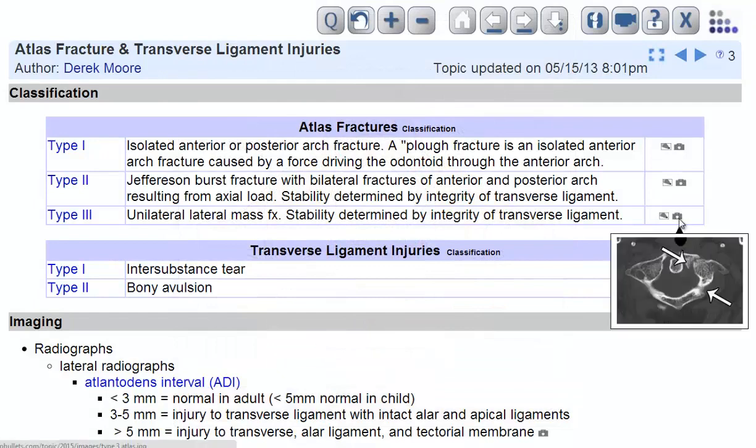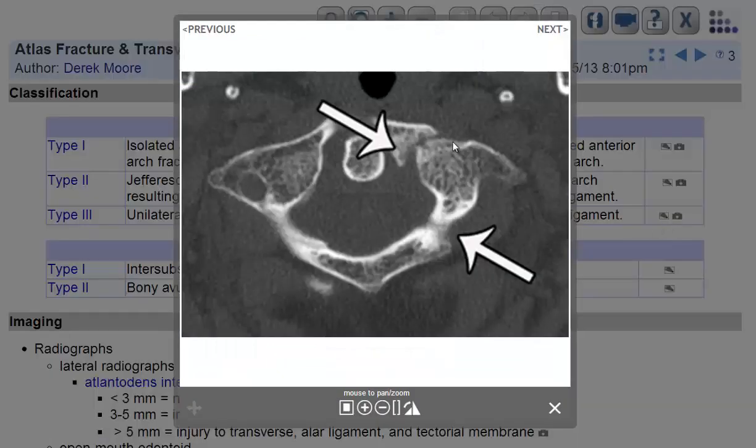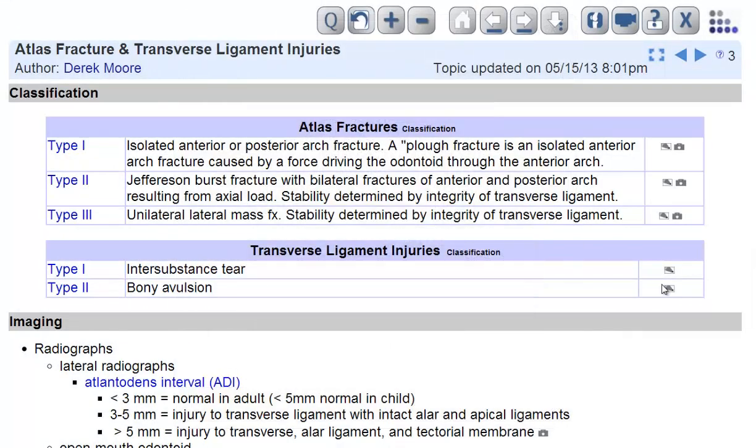This is what that fracture would look like on a CT scan. Again, here's your lateral mass. Here you see a fracture of the anterior arch, and usually you see a fracture of the posterior arch as well, but it is a unilateral fracture.